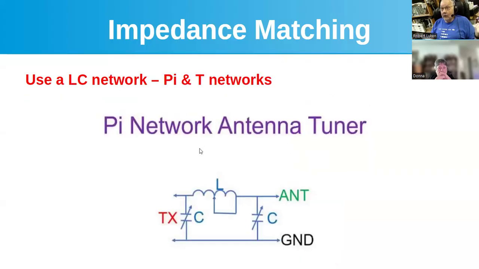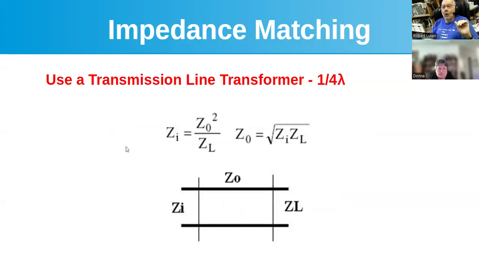You can use the LC network, typically a pi or a T. This is what we call a pi network because it resembles the symbol pi. So you have two adjustable capacitors and an adjustable inductor. On the antenna, quote, tuner, if it's a manual one, you'll have these three knobs and you adjust them to get the right impedance match. And you watch your SWR, or in the case of a power amplifier, you watch the load and plate current. Or you can use a quarter wave transmission line.